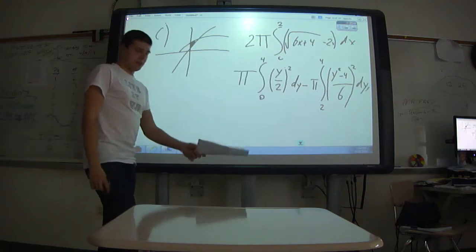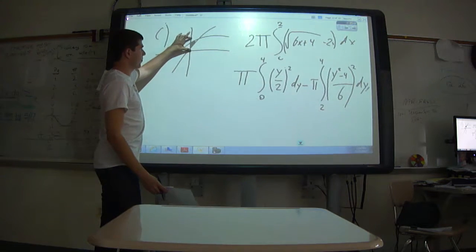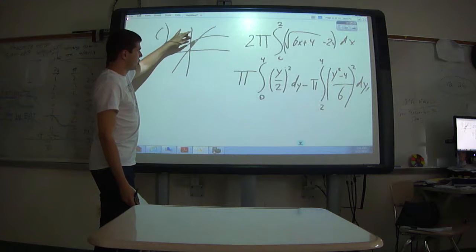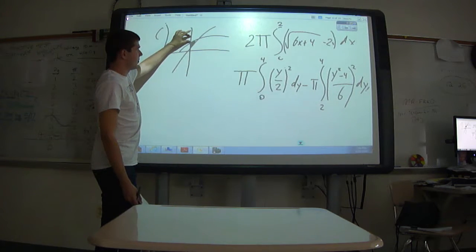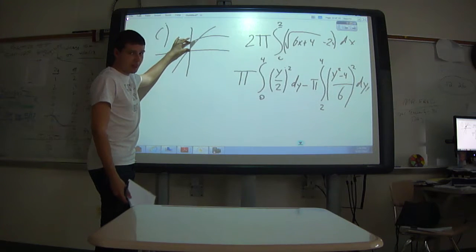So you may notice that this is two different integrals, and that's because you're subtracting from 0 to 4, this right here, to 2 to 4, which I'm assuming would be this right here. So what leaves you is just this, if that makes any sense.